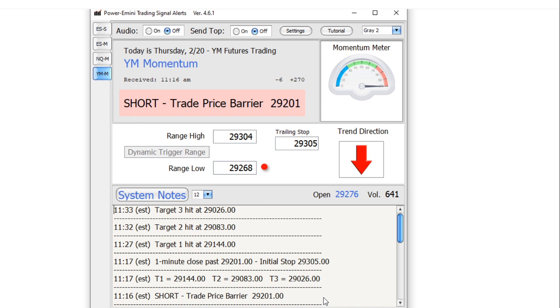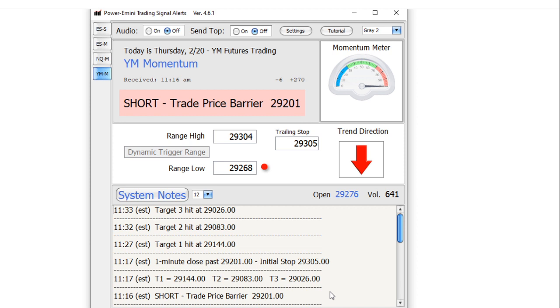So once there was a 1 minute close past that, then these next two lines here at 1117 got written immediately, where it gives you all three targets and it shows the initial stop, which is super cool the way that it's doing that. And this is just a real good, concise snapshot here of the new enhancements. So what you're going to get is the target 1, target 2, and target 3.